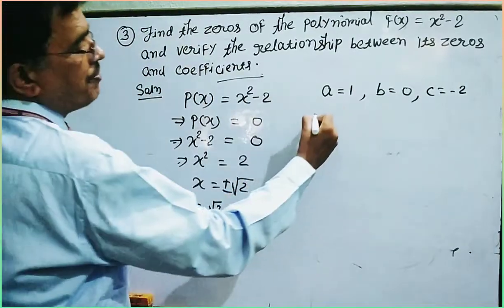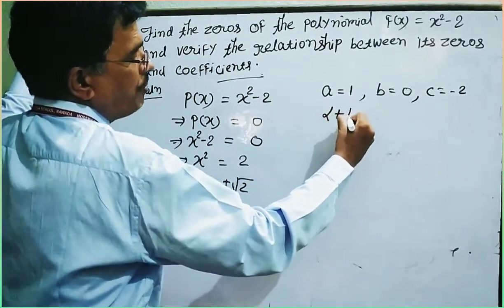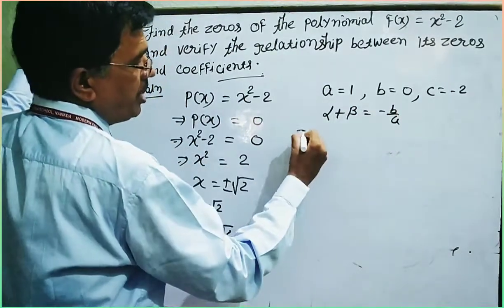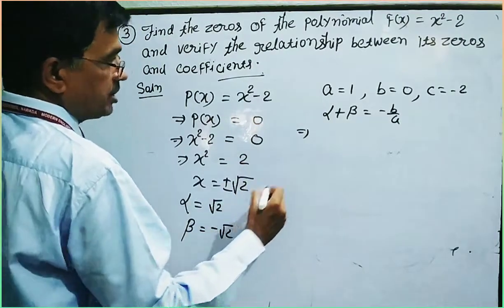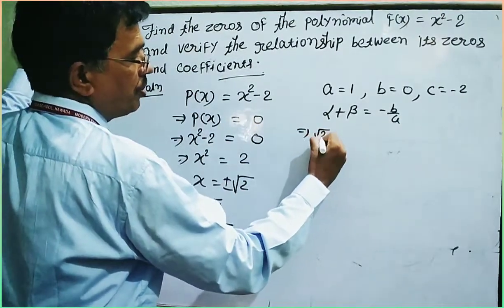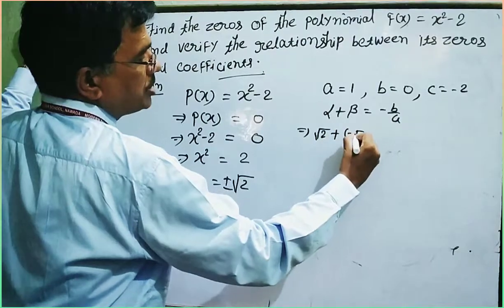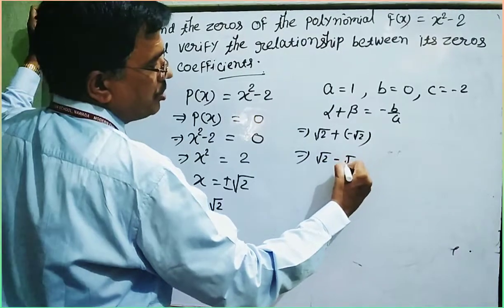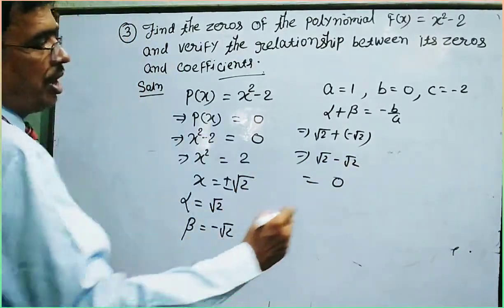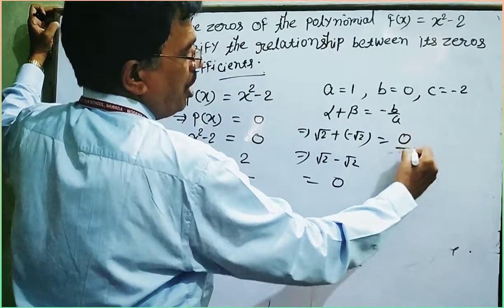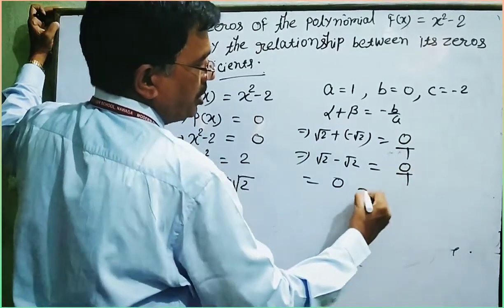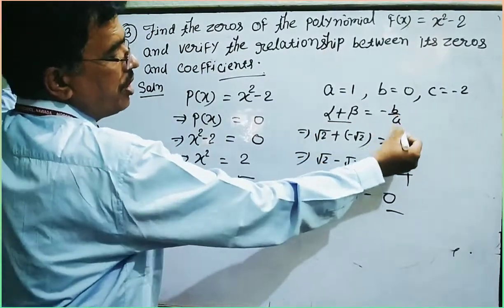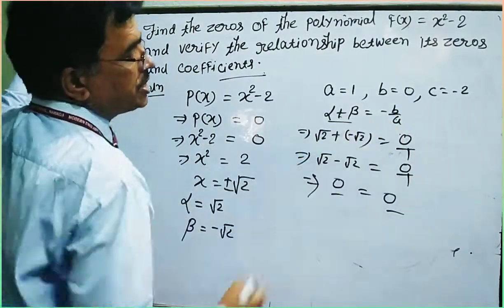There are two relationships. First, you have to prove alpha plus beta is equal to minus b by a. So you write, what is alpha? Alpha is root 2 and beta is minus root 2. What do you get? Root 2 minus root 2, that is 0. And here, what is b? b is 0, so minus b by a is 0. So both are equal. That means the sum of the zeros is equal to minus b by a. So this relation is satisfied.